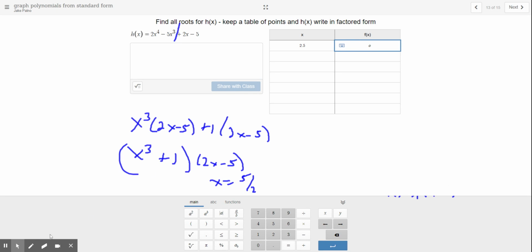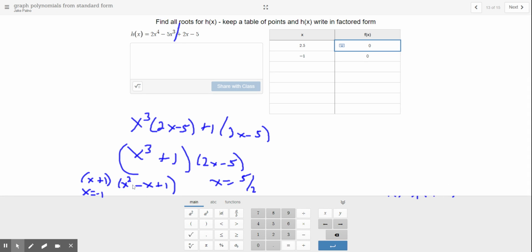This is the sum of cubes, so I could keep factoring this one. It's going to be x plus 1, and then x squared minus x plus 1. All right, so then again, this answer will be x equals -1. So I know (-1, 0) is going to be a point, so I got my two real x-intercepts.